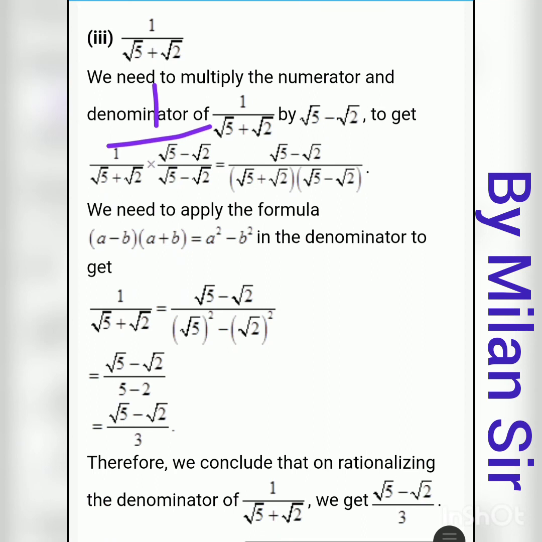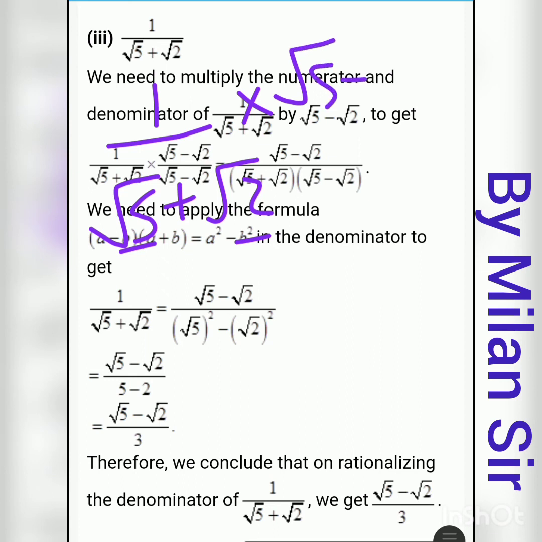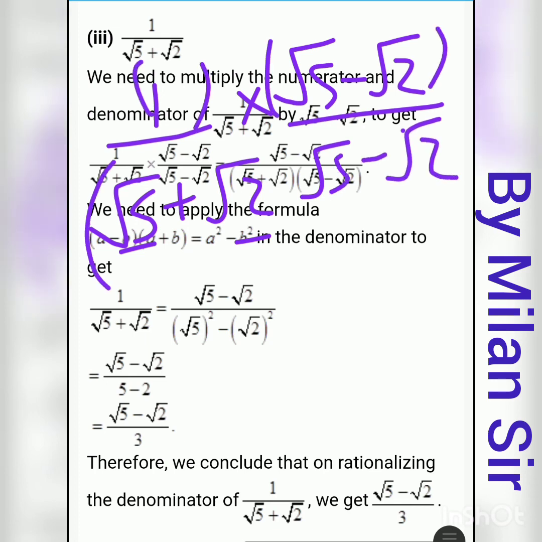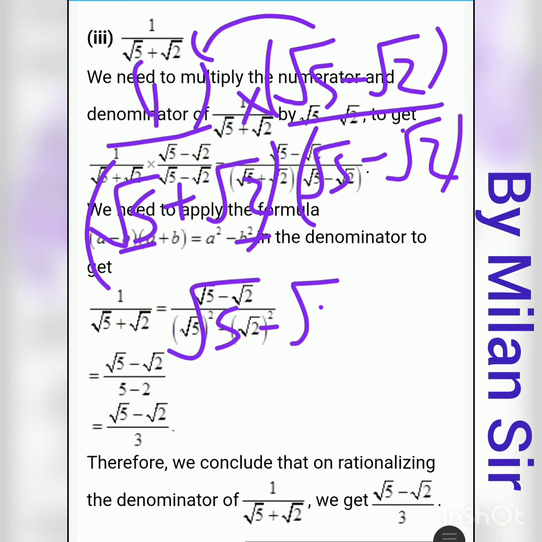Here also in the denominator we have two terms, right? So what we need to do is write the same term but with the different sign. Here we have positive sign, so here we need to consider negative sign. Now here we can put the bracket: under root 5 minus under root 2 into 1, it's the same, under root 5 minus under root 2. Now in denominator, under root 5 plus under root 2, under root 5 minus under root 2.